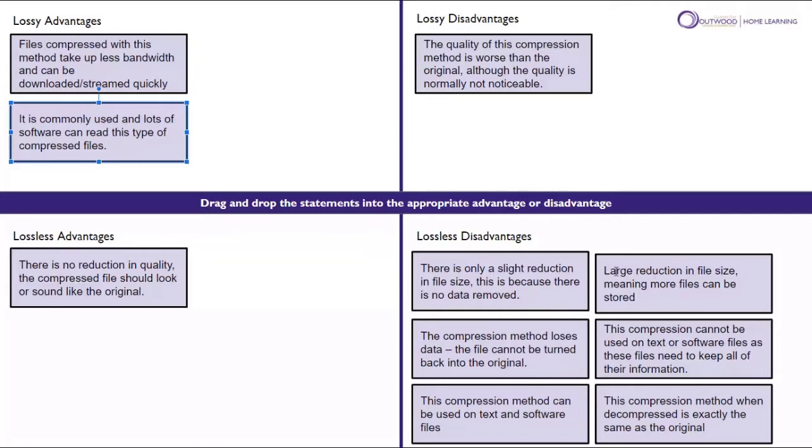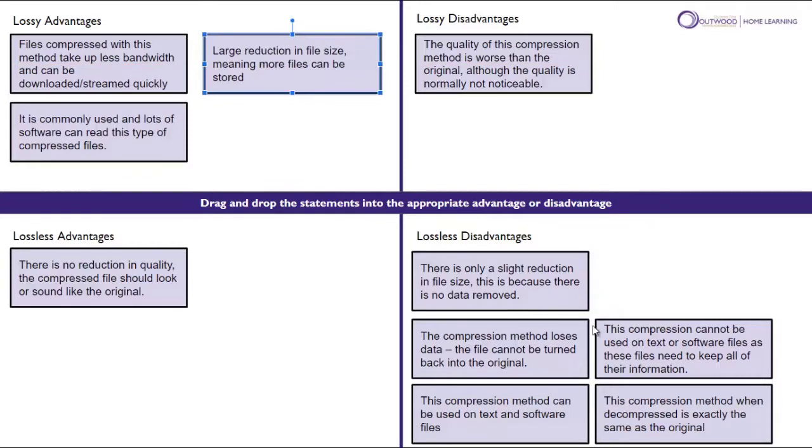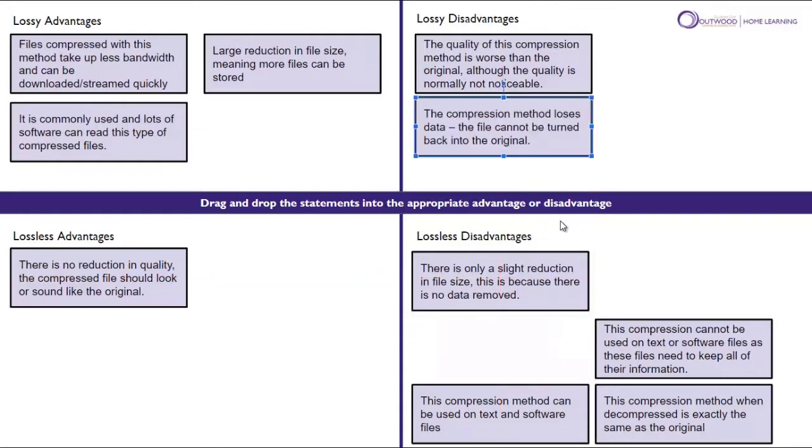Okay, moving over to the other side then. So we've got large reduction in file size, meaning more files can be stored. Okay, so lossy gives a greater file reduction, and that means we can store more files. So that's an advantage of lossy. The compression method loses data. The file cannot be turned back into the original. Okay, so when you uncompress it, you're never going to get it back. Lossy is where data is removed, so therefore you cannot get it back to the original, and it is a disadvantage. This compression cannot be used on text or software files as these need to keep all their information.